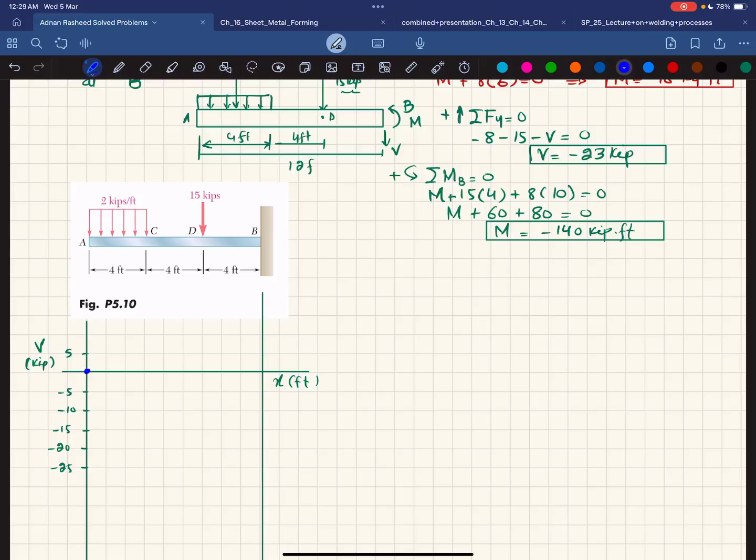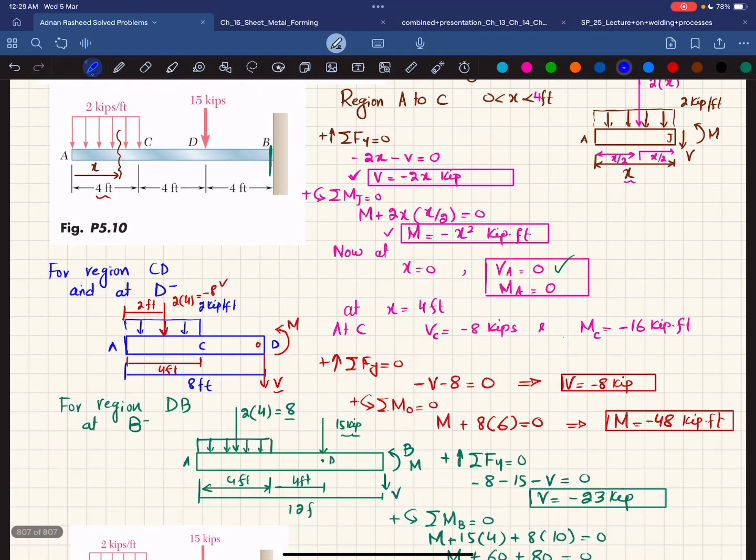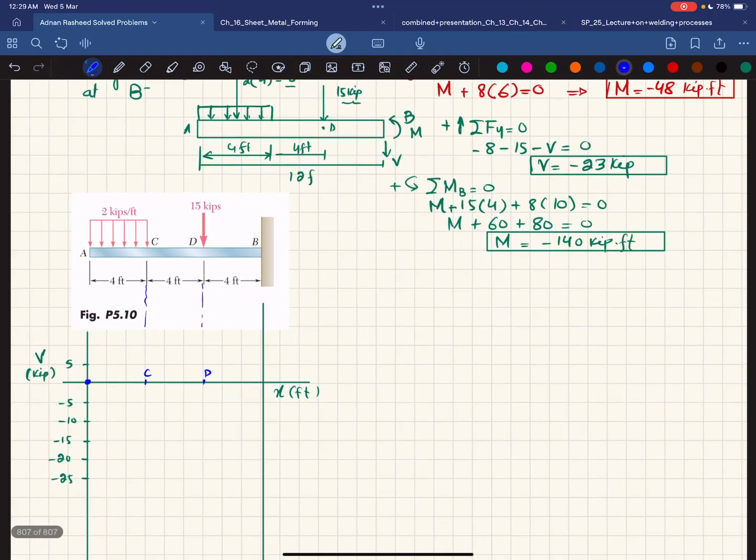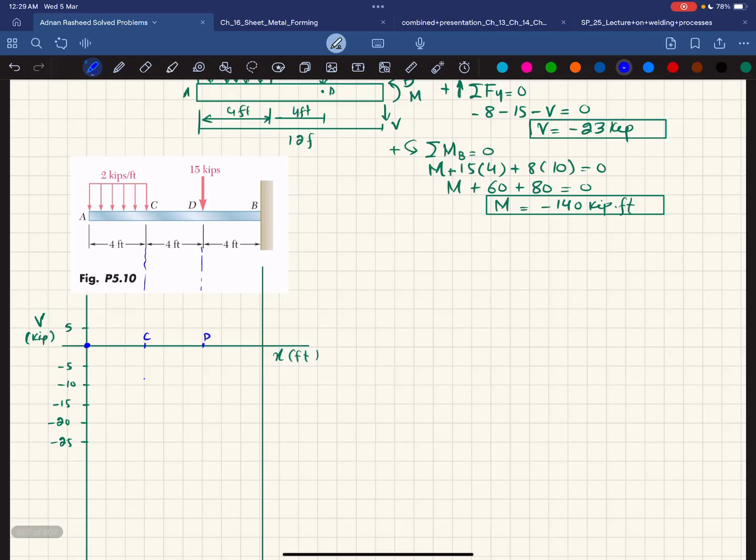And this is your point C, this is your point D, if you project them down. Okay, at point C, you can see V is equal to minus 8. So we will take minus 8 somewhere here. Okay, and you can see that the shear for the distributed load is a horizontal line with 0 degree and negative. So the shear force will be a 1 degree line and its slope will be decreasing.